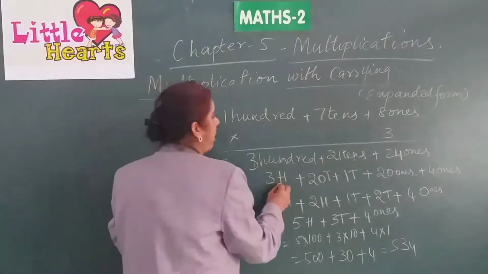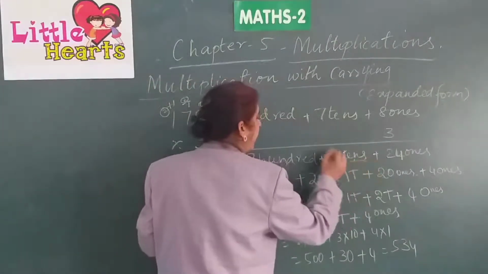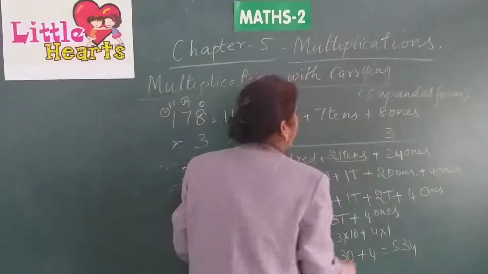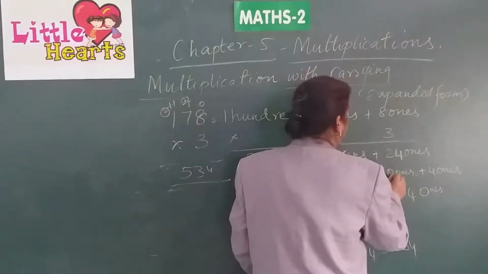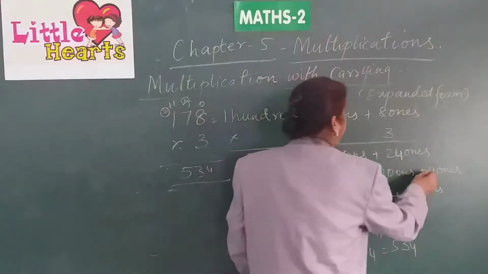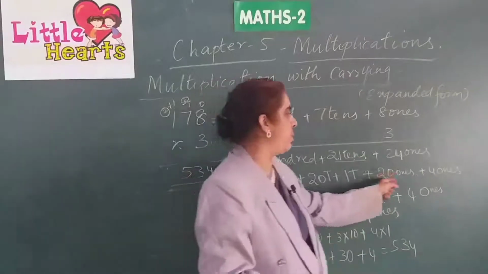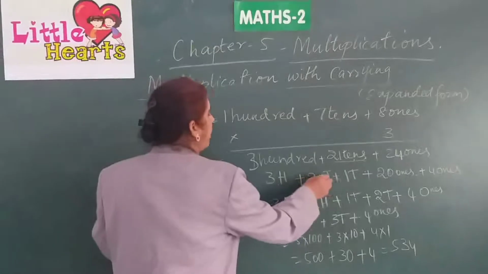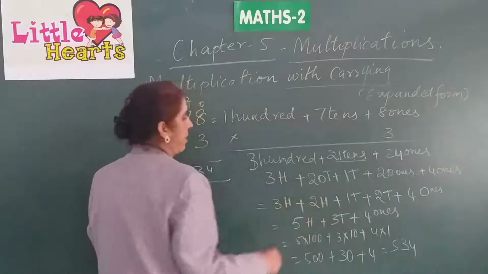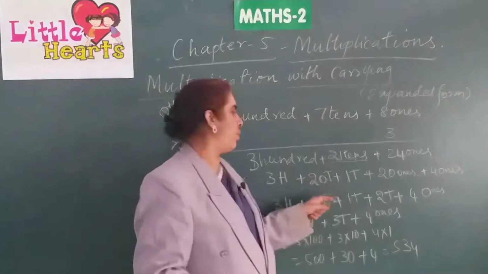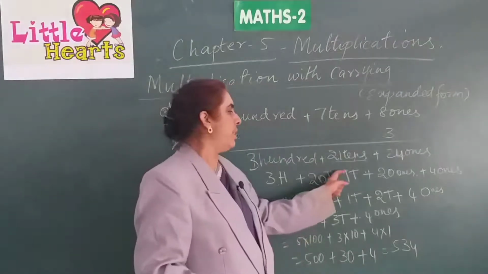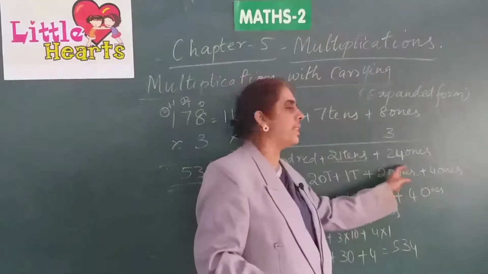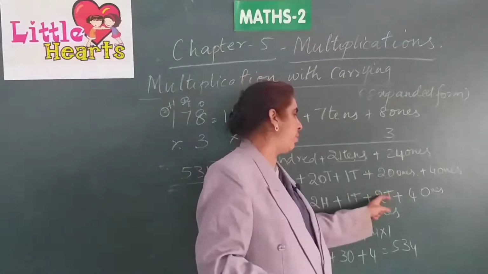Now H for 100, T for 10. So 300 plus 21 tens, which can be written as 20 tens plus 1 ten, plus 24 ones, which can be written as 20 ones plus 4 ones. Now 300 plus 20 tens becomes 200, because 20 tens are 200. 2 hundreds plus 1 ten plus 20 ones, and 20 ones are 20, which can be written as 2 tens.